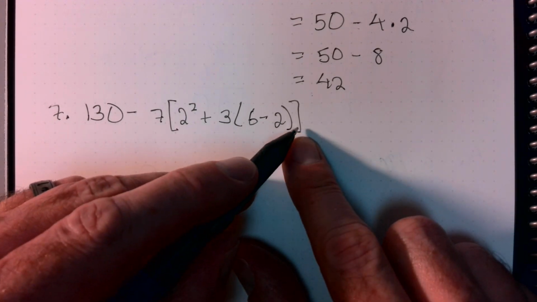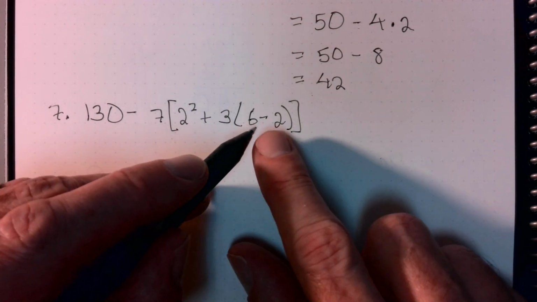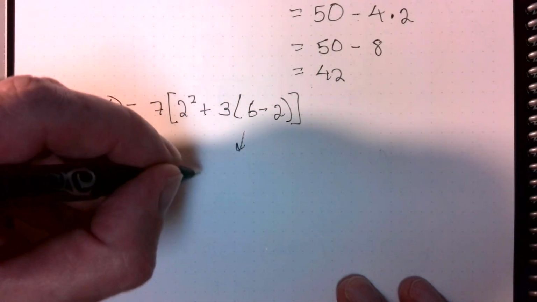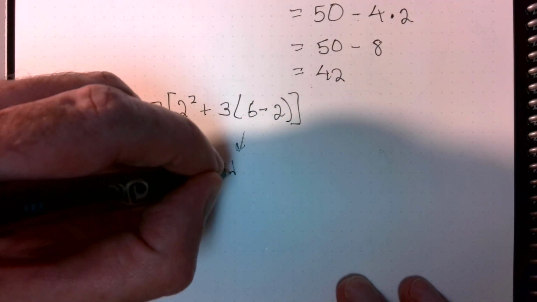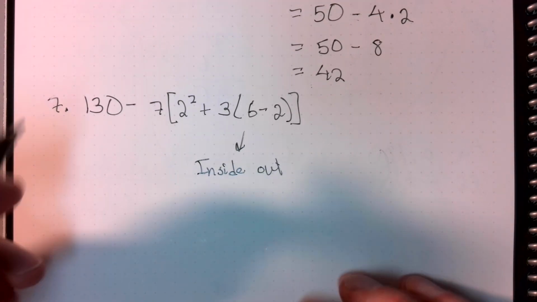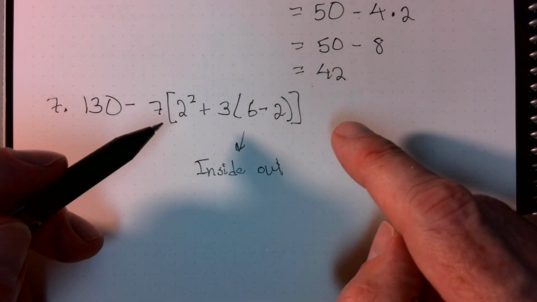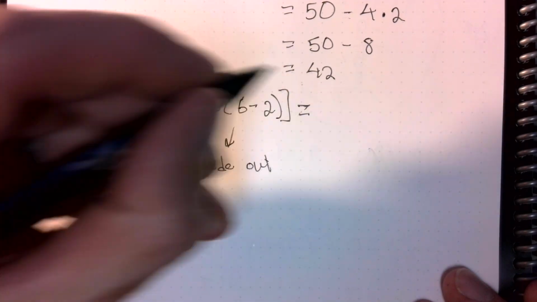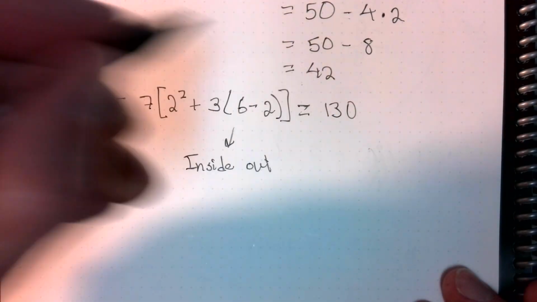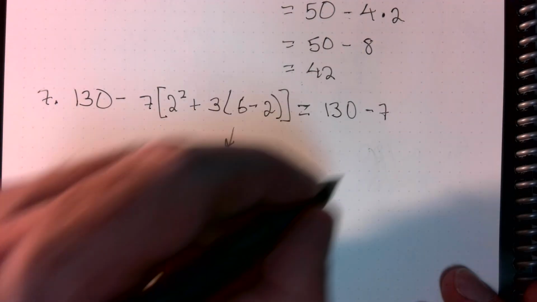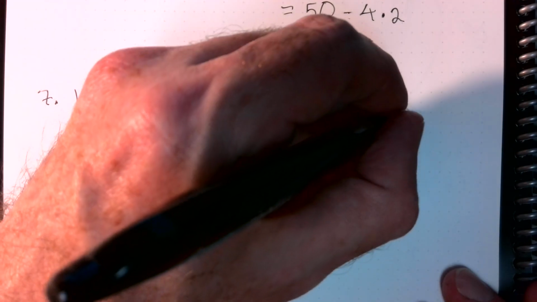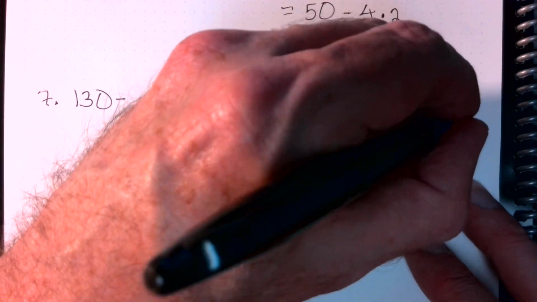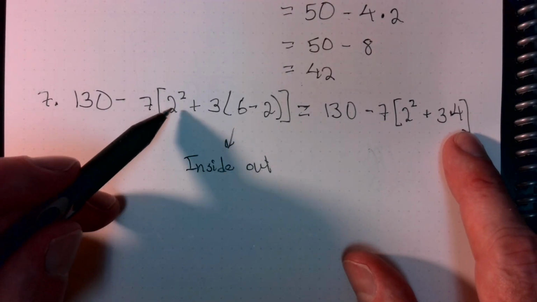So I know this one is paired up with this one over here and this one is paired up with that one. Okay, so what you've got to do is work inside out. If you have parentheses inside parentheses or parentheses inside brackets like we do here, you work on the innermost first. Okay, so 2 squared plus 3 times 4. Notice I did the parentheses first.